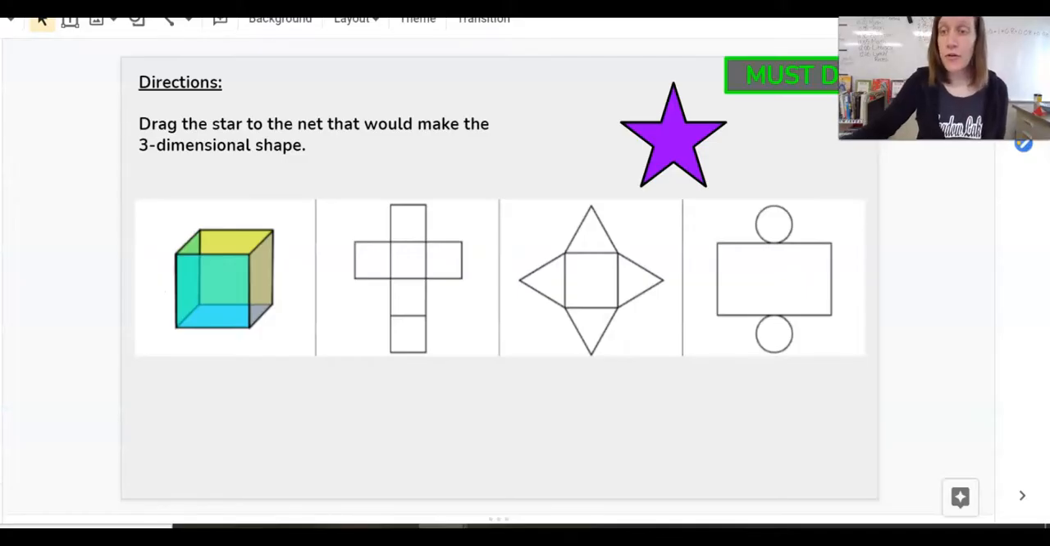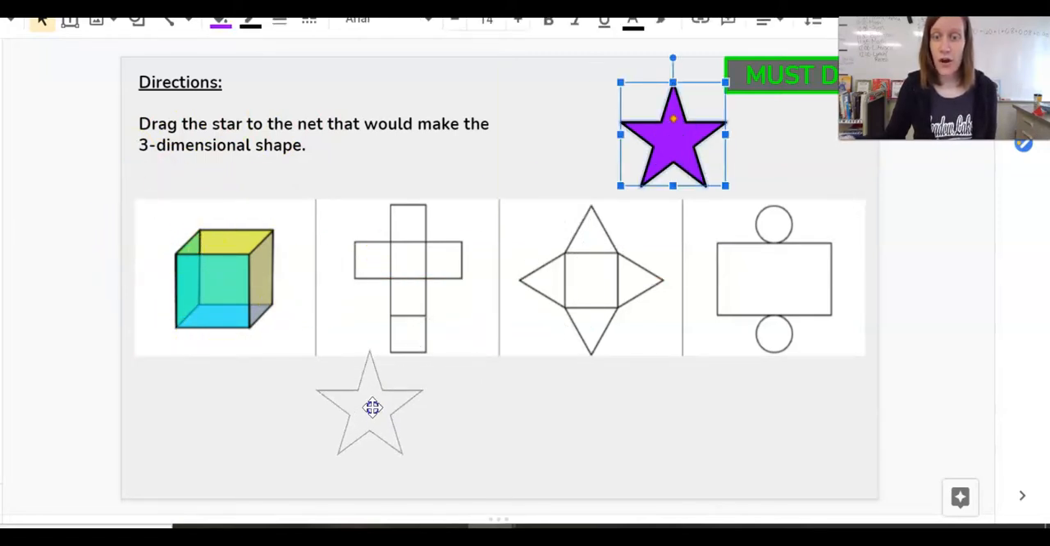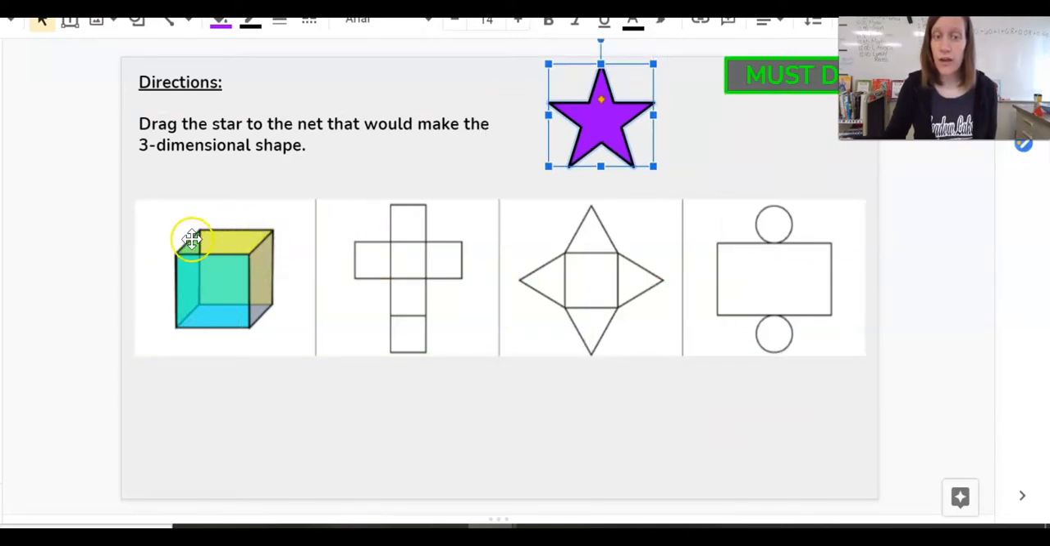So now I'm going to show you how you're going to use what we just talked about to do your slides today. You're going to have slides where it says drag the star to the net that would make the three-dimensional shape. On the left side, you're going to see a 3D shape, a solid figure, and you just need to drag the star underneath the correct net that's going to make that shape. So what you're going to do is look at all of the faces here and pick the net that has the same faces as your solid figure.